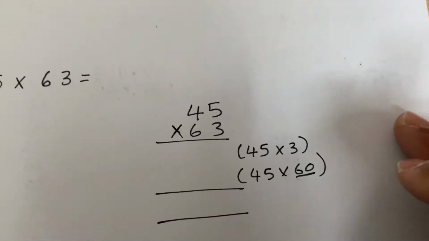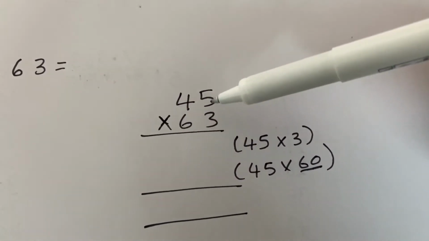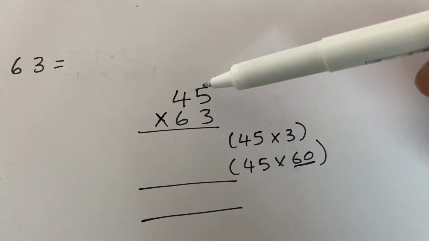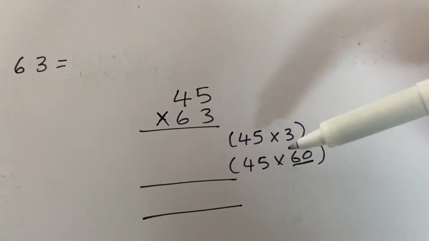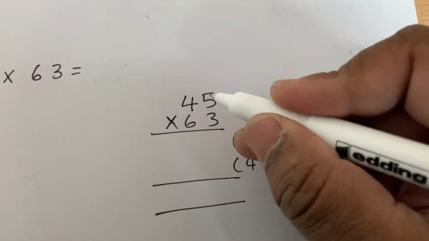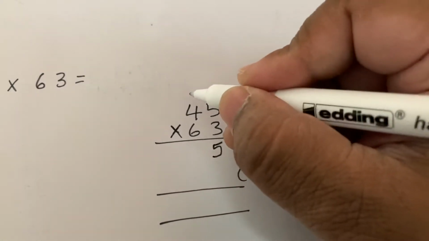45 times by 63. Okay, so I've written 45 times by 3 because we're going to multiply 45 by just the 3 first, and then we're going to do 45 multiplied by the 6 tens, which is 60. Okay, so let's start off with 45 times by 3. 5 times by 3 is 15. So write the 5, and I'm going to carry the 1 on.